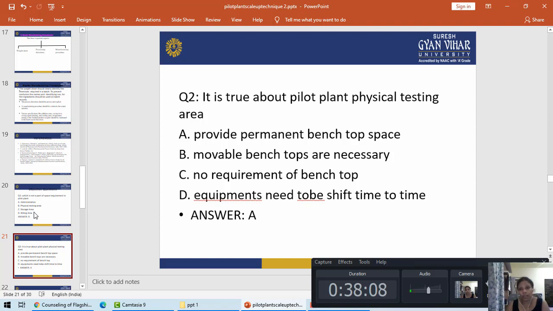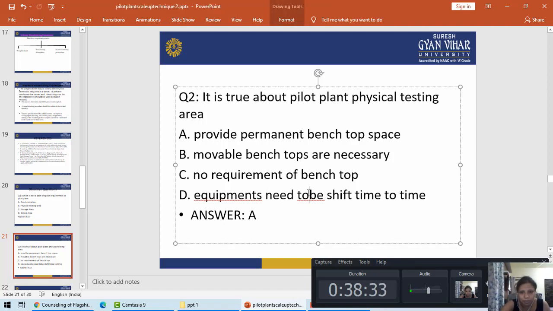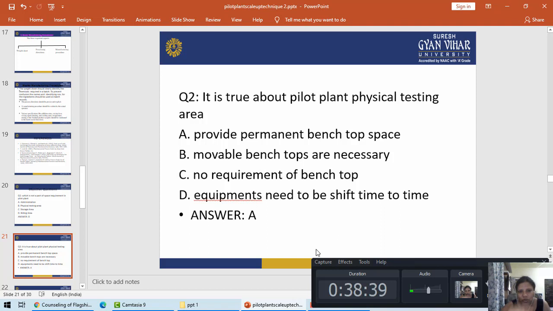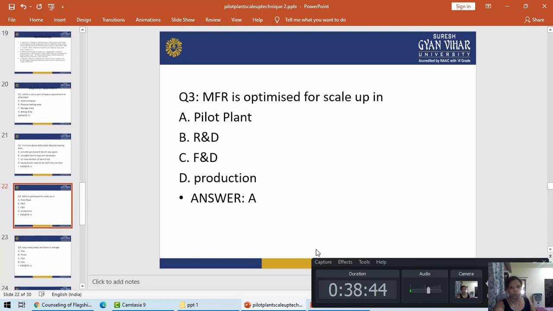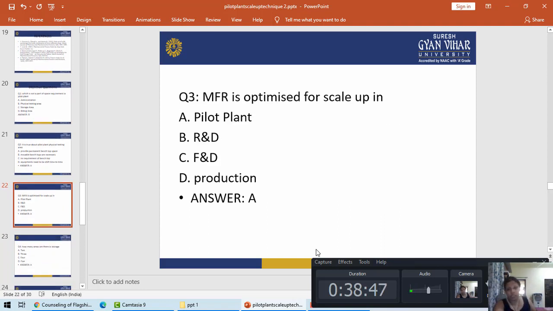Now, which is true about the pilot plant physical testing area? Provide the permanent bench top space, movable bench tops are necessary, or no requirement of bench top, or equipment needs to be shifted from time to time. What is the answer? Yes, the answer is A. It is true that the pilot plant physical testing area provides the permanent bench top. We have discussed that all the equipment we should place there, right?